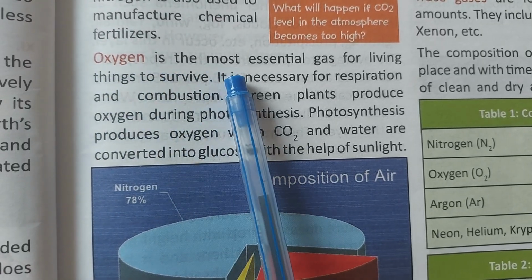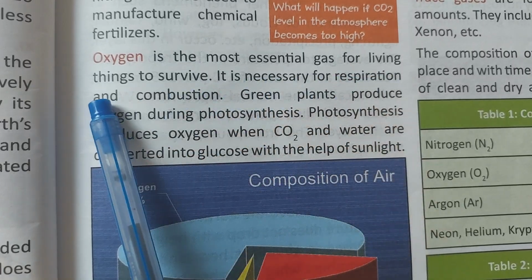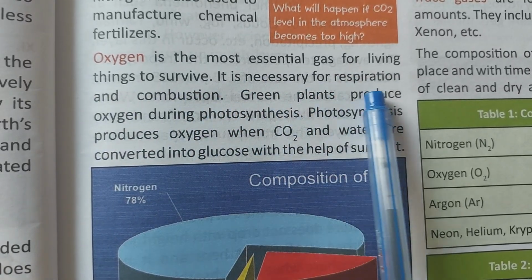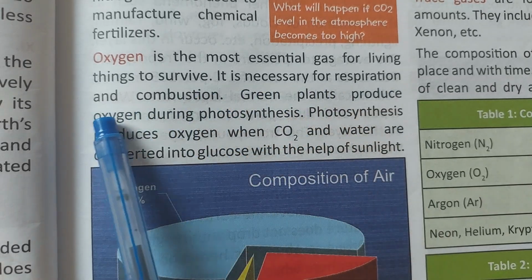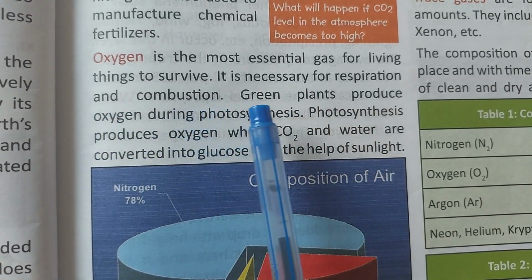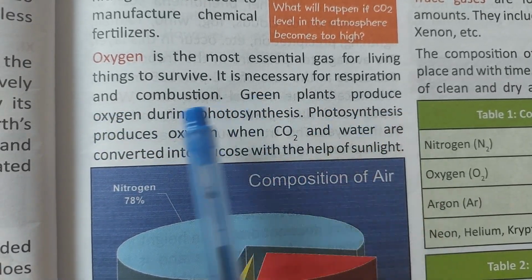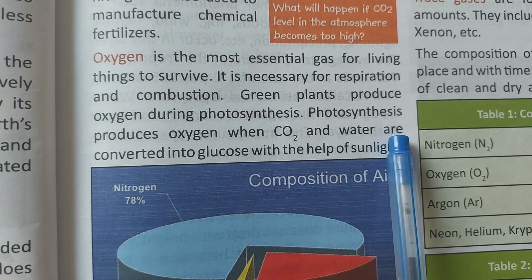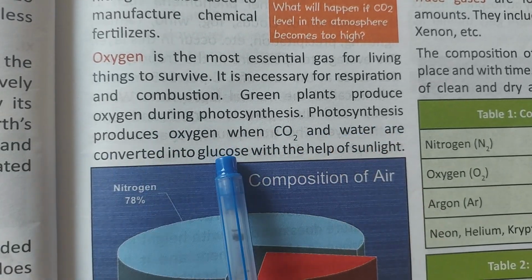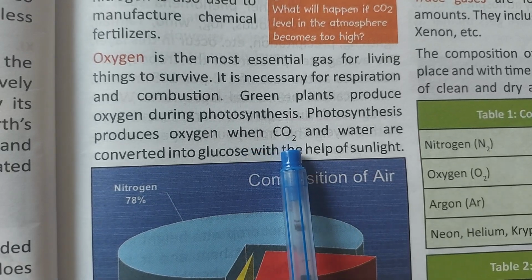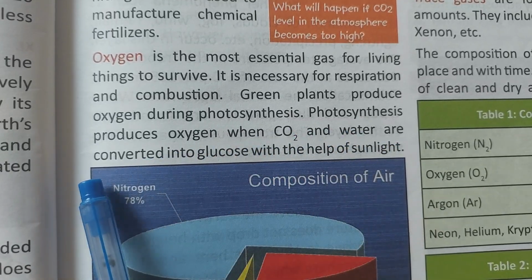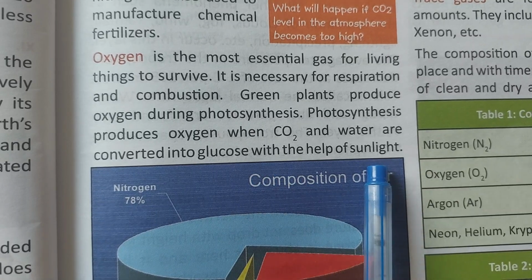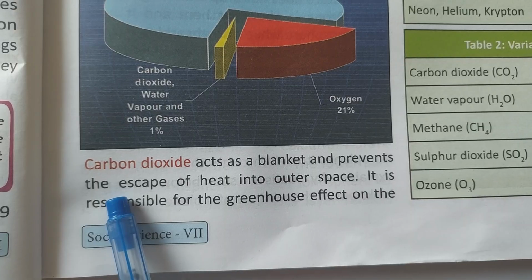Oxygen is the most essential gas for living things to survive. It is necessary for respiration and combustion. Green plants produce oxygen during photosynthesis. Photosynthesis produces oxygen when carbon dioxide and water are converted into glucose with the help of sunlight.